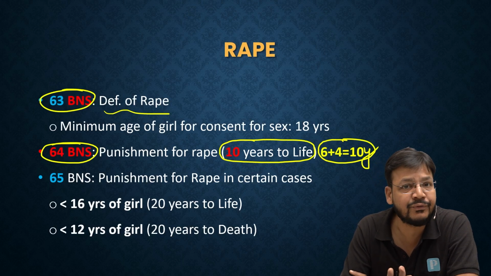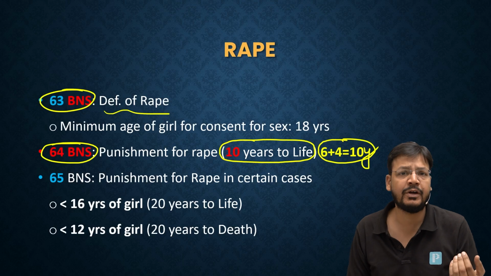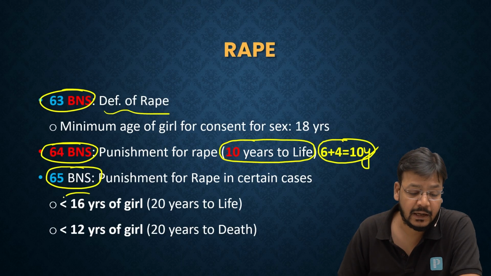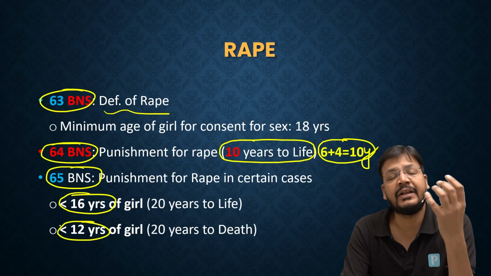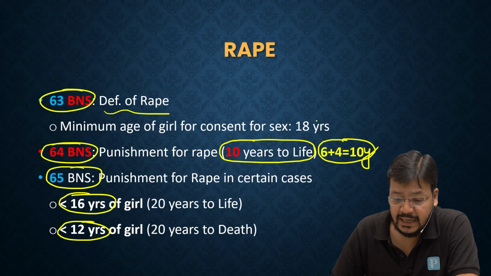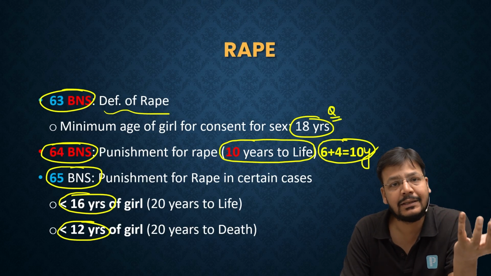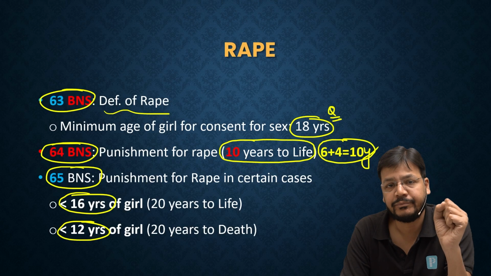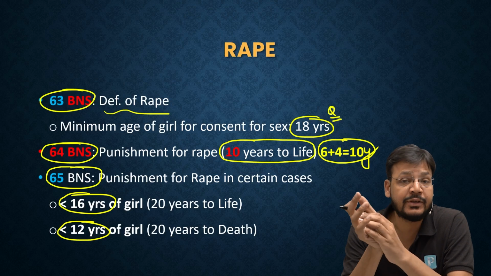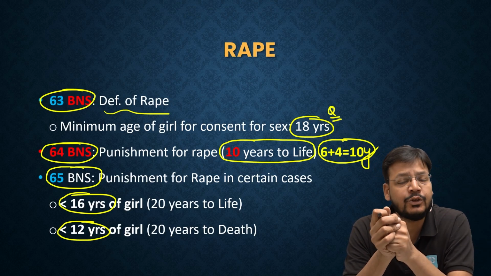Definition of rape 63 BNS. ओके, तो रेप की डेफिनेशन होगी 63 BNS और पनिशमेंट ऑफ रेप हो गया 64 BNS. 65 BNS when the girl age is below 16 and when the girl age is below 12, that is 65 BNS. Minimum age of a girl for giving consent for sex is 18 years, that is a part of 63 BNS. तो याद कर लेना, डेफिनेशन ऑफ रेप 63, पनिशमेंट ऑफ रेप 64 एंड अगर लड़की की उम्र 16 साल या 12 साल से कम है तो 65.